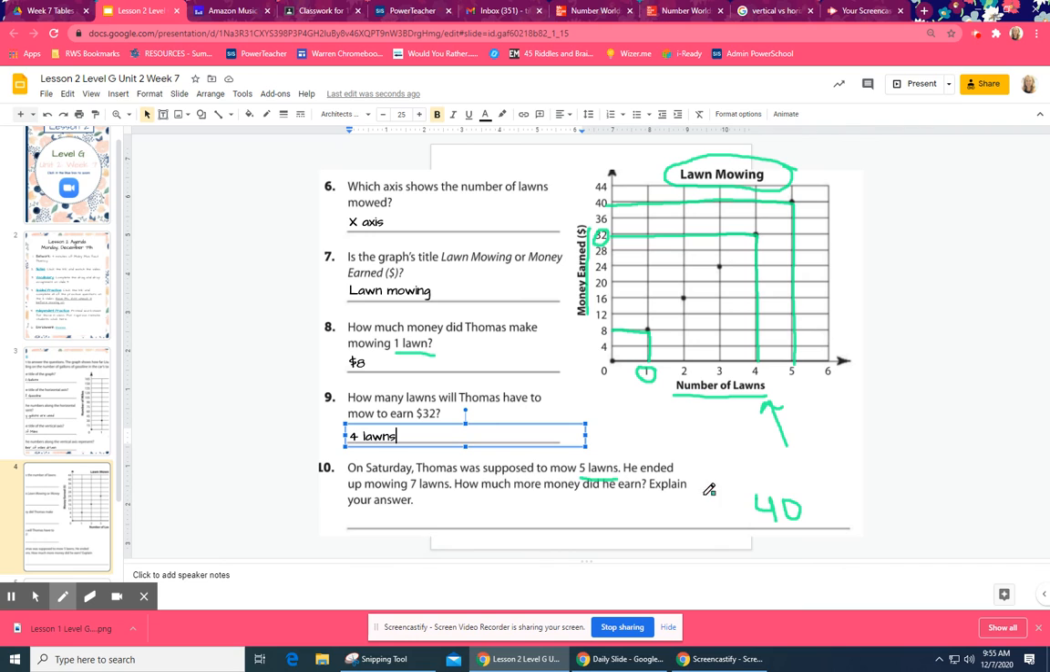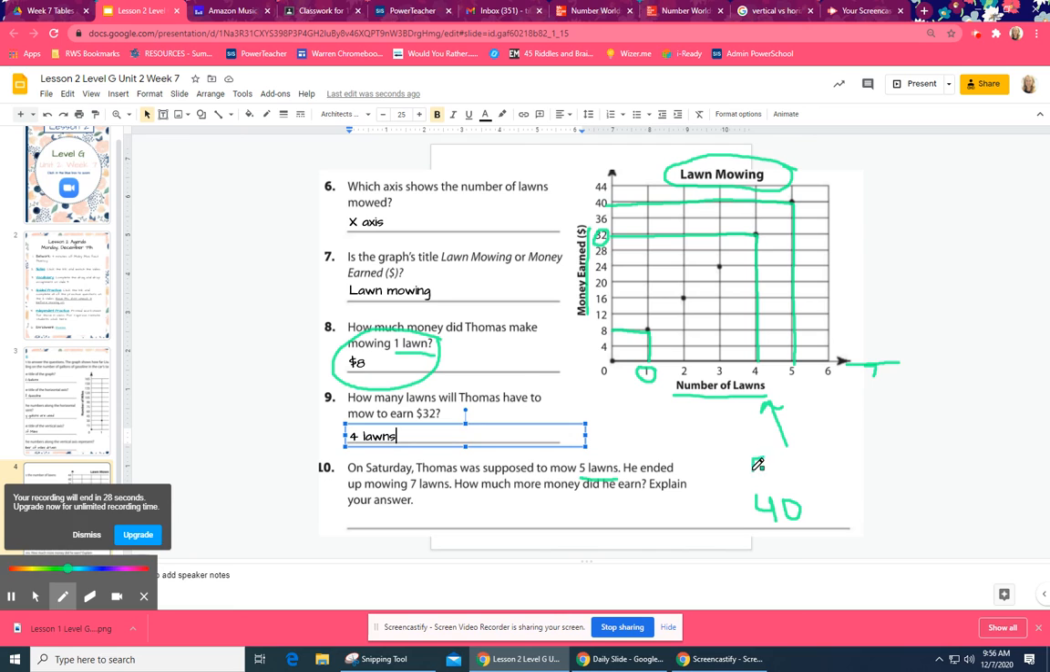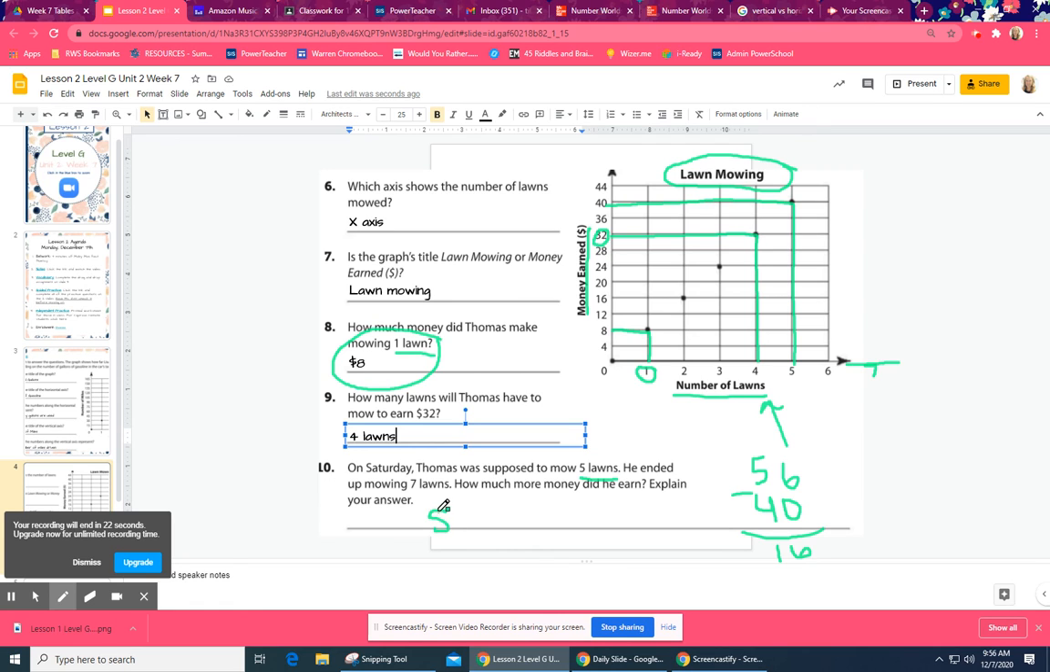But instead he worked a little bit extra and mowed 7 lawns. So 7 is not on the graph. The graph ends. It would have been right here if we would have extended it. But what we do know is how much he made per lawn. So if he made $8 mowing a lawn, then to find out how much he made when he mowed 7, we'll do 8 times 7, which is 56. So then we just subtract, and you get 16. So he made $16 extra when he mowed those 2 extra lawns.